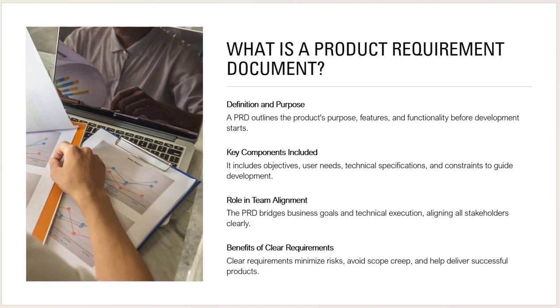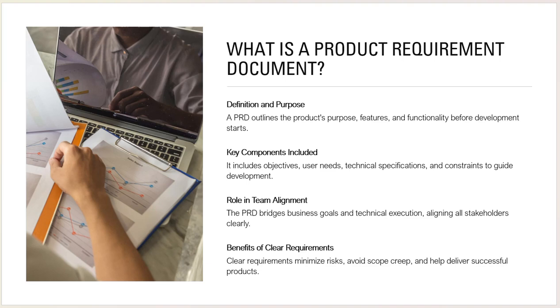A product requirement document is a comprehensive guide that outlines the purpose, features, and functionality of a product before the development begins. It serves as a blueprint for the entire product life cycle, ensuring that all the stakeholders have a clear understanding of what needs to be built and why.